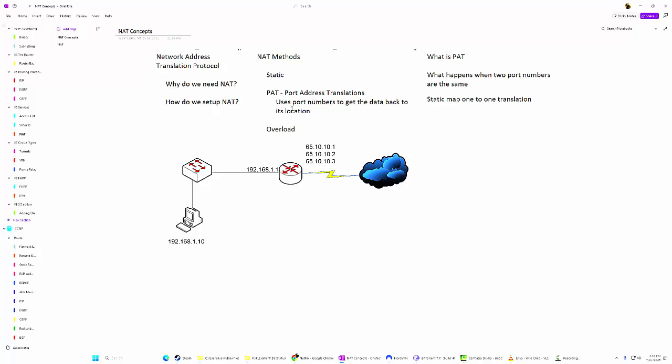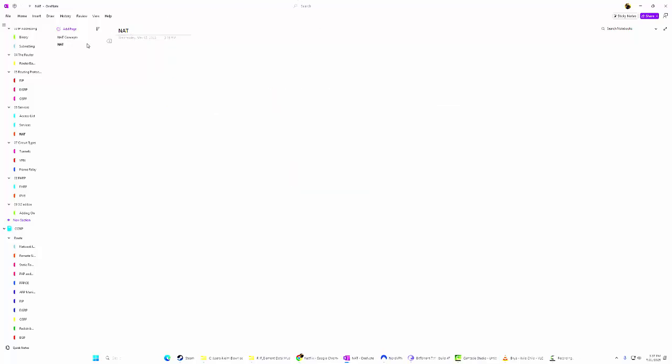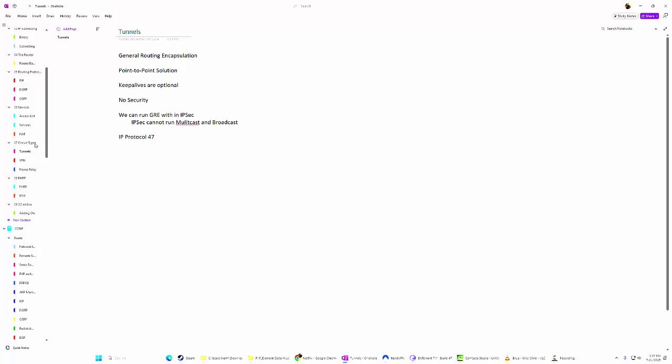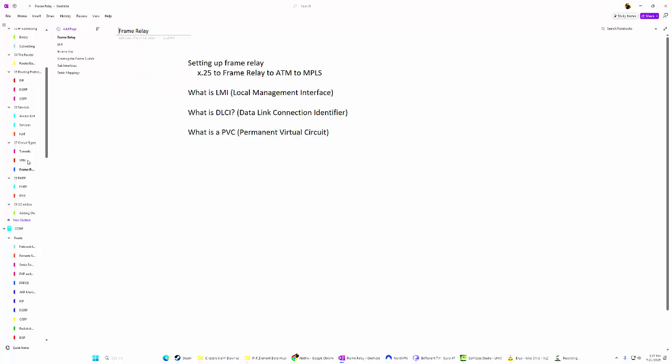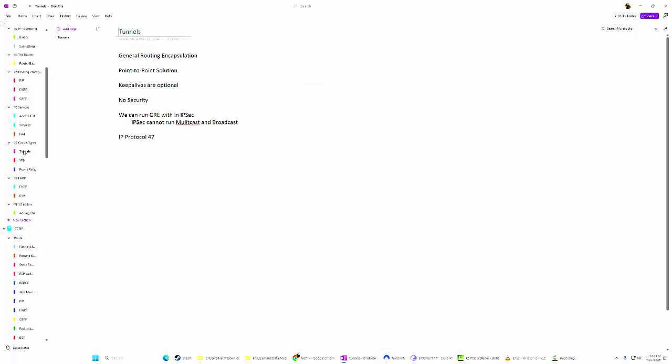So now, our next topic. Okay, this is kind of weird because I don't know why we talk about circuit types here. I guess because frame relay is in there, but this is actually mislabeled. But what we're going to talk about is tunnels.